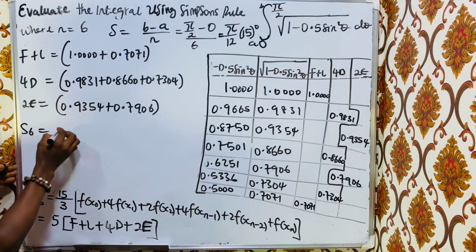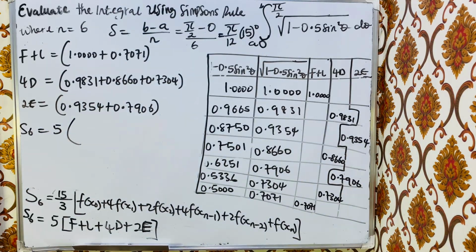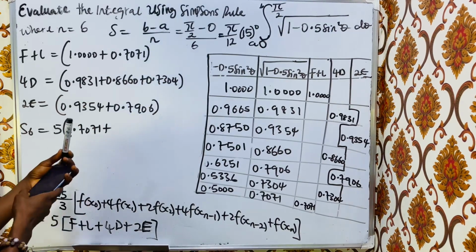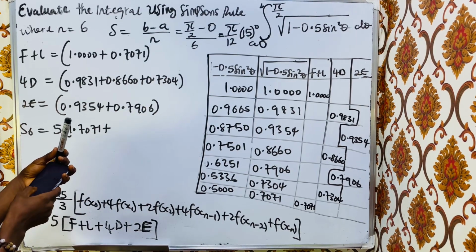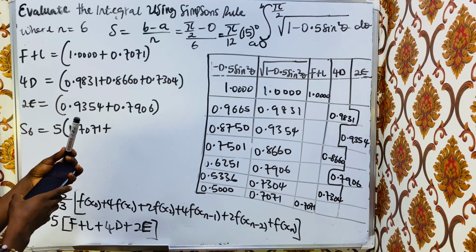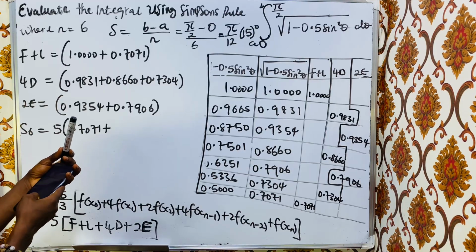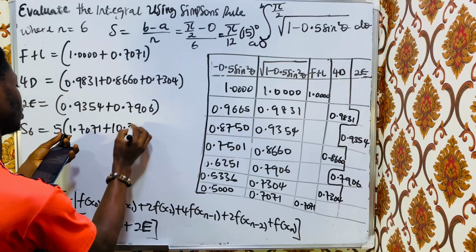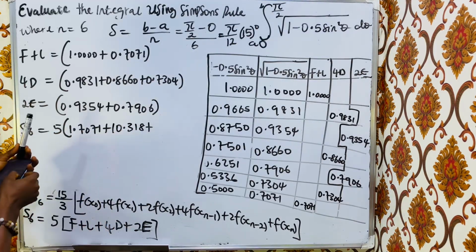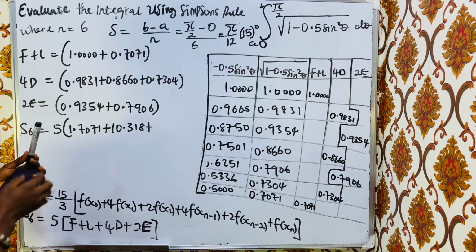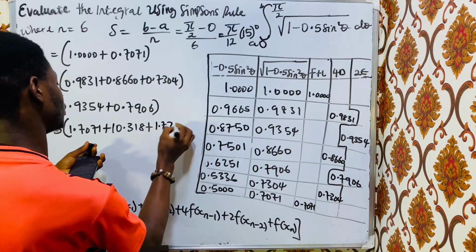So our S6 is equal to 5 times the summation of all these things. So I've added this one, I got this answer. Plus, let me add this one, 0.9831 plus 0.8660 plus 0.7304. Then you multiply this by 4, because 4 times odd numbers, which will give you 10.318. Then add this one, 0.9354 plus 0.7906. So I'm getting 1.726.